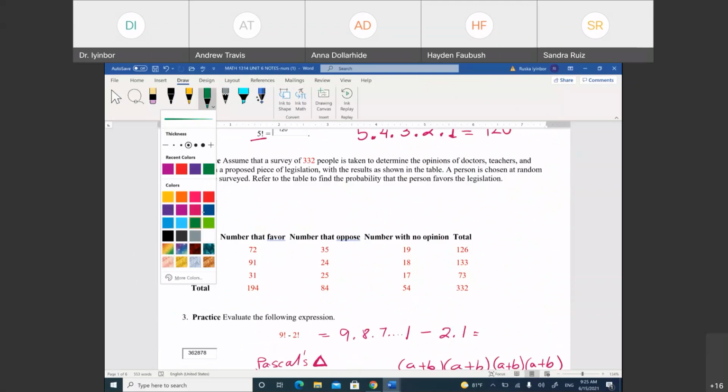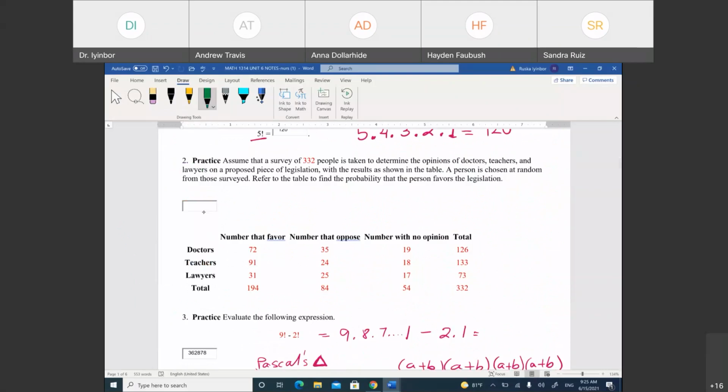So we have a survey of 332 people. Those of you who are going for a business degree are going to have a statistics class, and you're going to have a lot of surveys like this. You're going to have results from surveys given in different forms, and they're going to look something like this. So here you have a survey of 332 people. They asked them about their opinion on a proposed piece of legislation. Some of them are doctors, teachers, and lawyers. And this is the table.